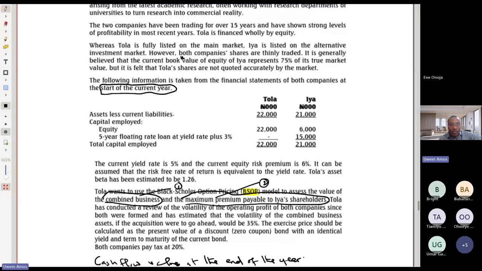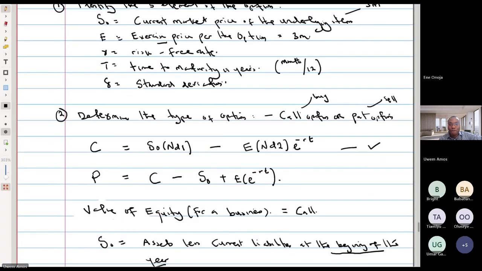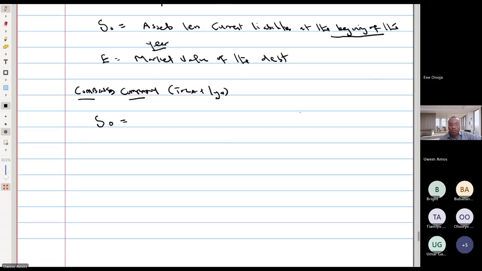Okay, so it's there. So this is our assets less current liabilities. That is 22,000 for this guy, 21,000 for this guy. So what do we have as our SO? 22 plus 21. That gives us a total of 43,000.